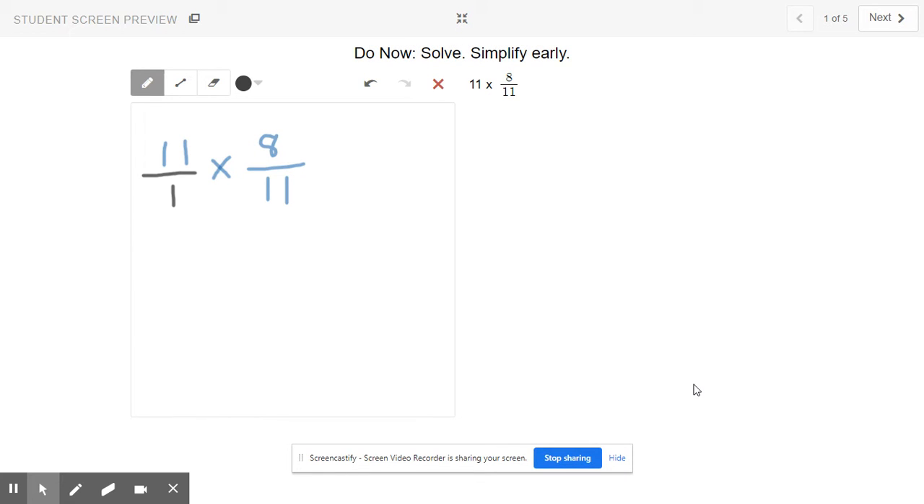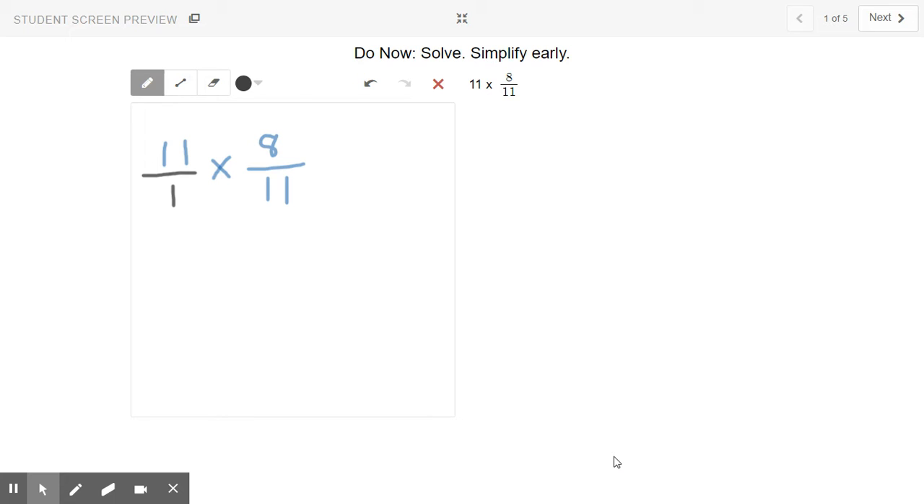This is the answer key to the January 25th do now / classwork. So we're multiplying 11 times 8 over 11. And when you're multiplying with fractions, everything has to be in fraction form. So 11 is really 11 over 1 times 8 over 11. Now we could multiply across.